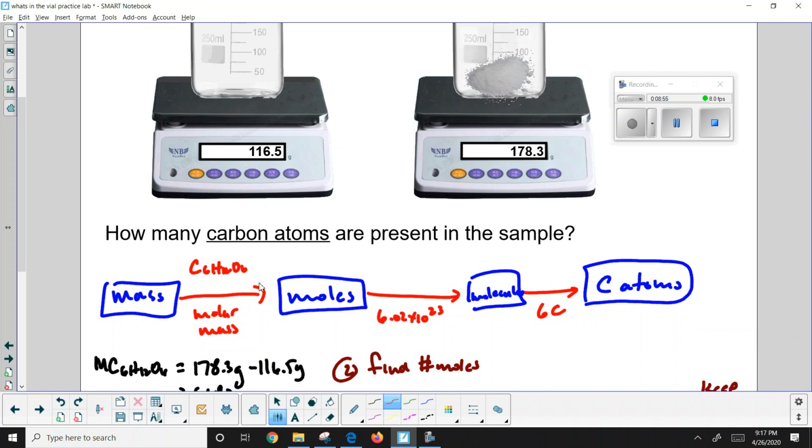So the basic flow chart is here. You always start with the mass, figure out the moles, figure out the number of entities. Could be molecules, could be formula units, and then find the atoms or ions depending on what you have. And that's it.